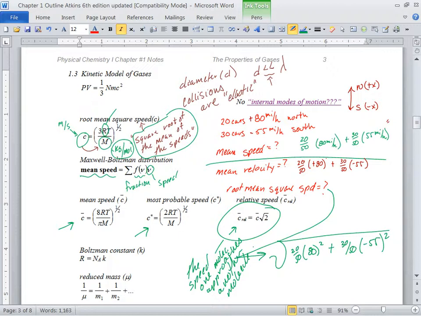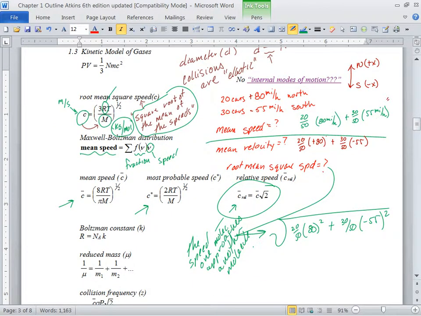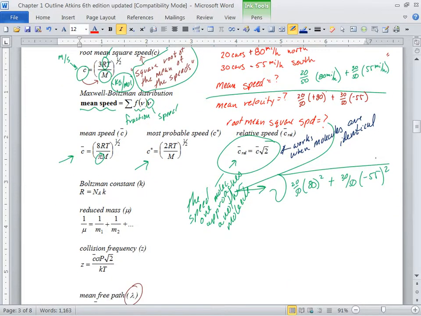We kind of had this in our concept preview, but just watch your units, right? What's the pi? Remember that in the concept preview? Okay. So this expression, I think, works when the molecules are identical. Now, I don't know if you remember this stuff, but let me finish this story here.